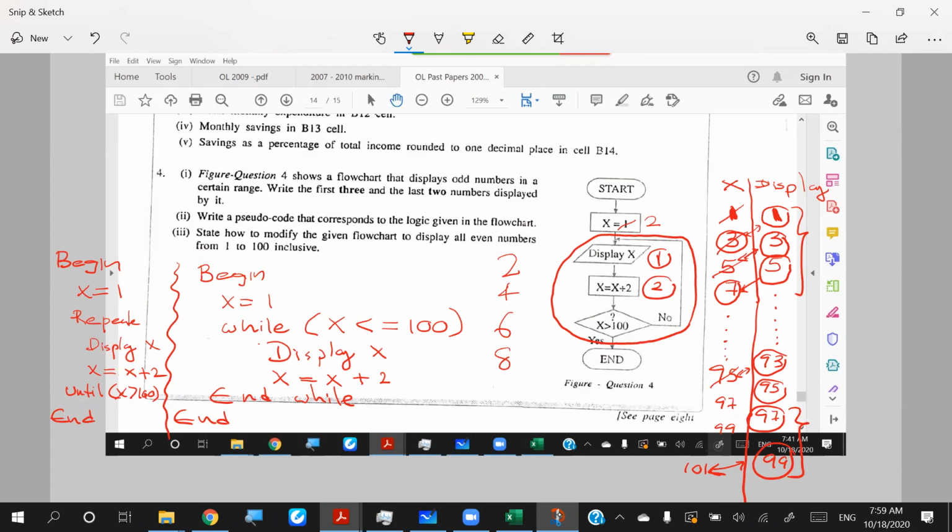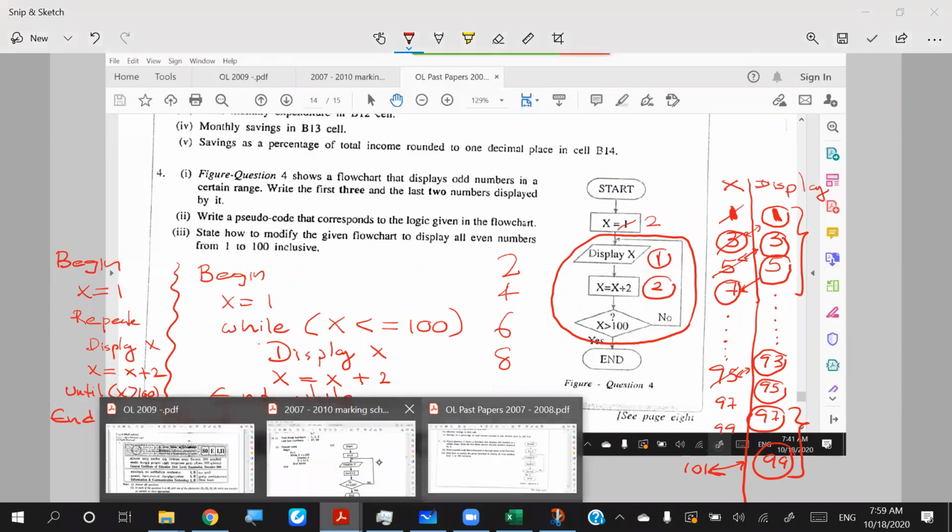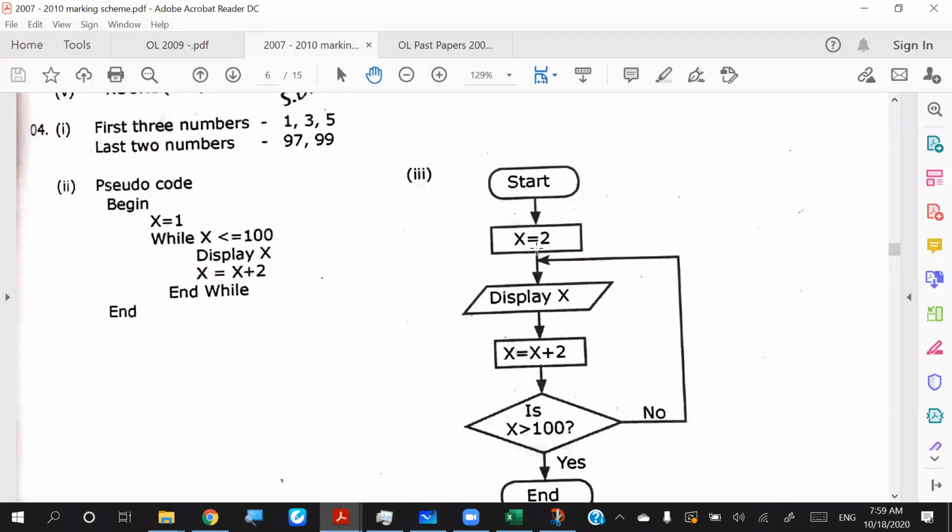And in here still 100 is being displayed as well, because when x is equal to 100, is it larger than 100? The answer is still no. So 100 is displayed, and x will be increased to 102, then it's going to exit the loop. So the only difference that you need to do is making the x equals 2 instead of x equals 1. So if you have done it correctly, take 2 marks.